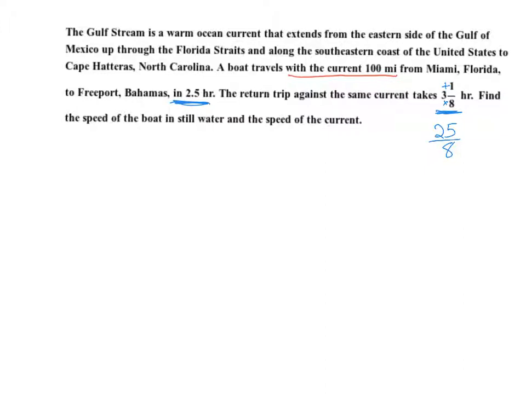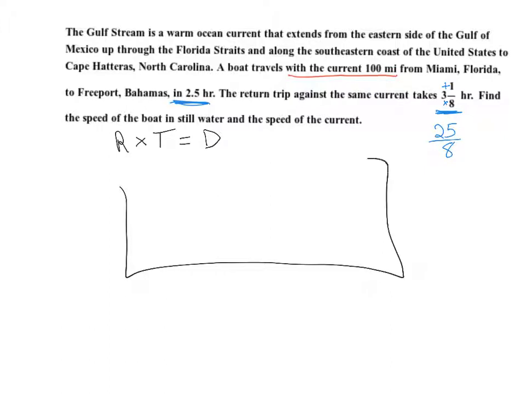All right, so let's write down a formula. We know that rate times time, when you multiply the rate and the time, gives us a distance. Rate times time gives us a distance. All right, so let's use this to create our table. Let's do this, Johnny. All right, so there's our table.